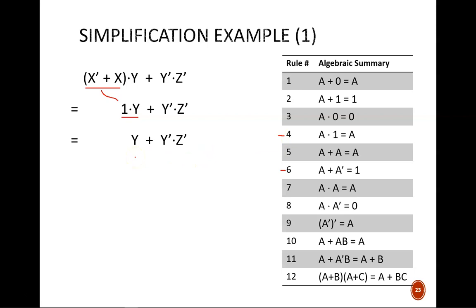Up next, we can apply rule 11. Why rule 11 and not rule 10? Here, in the first term, we see a literal y, and in the next term, that literal's complement, y prime. This points us to rule 11. As a result, we end with y or z prime. This cannot be simplified any further, so we are finished.